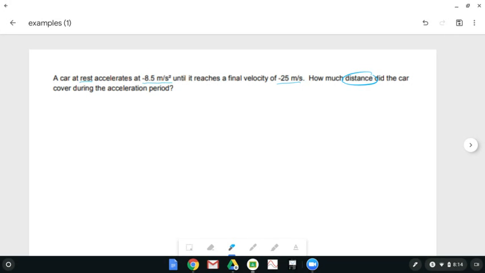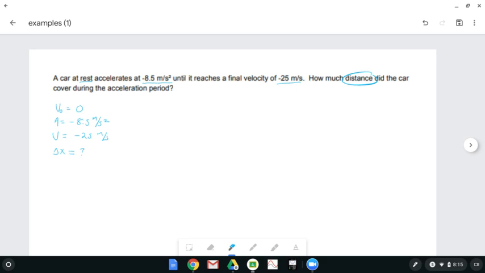We have, it's initially at rest, right? So that's our V naught. That's 0 in this problem. We also know our acceleration is negative 8.5 meters per second squared. We have our final velocity, V, being equal to negative 25 meters per second. And we are looking for the displacement, distance, essentially the same thing in this problem. Let's call it delta x, which is unknown.